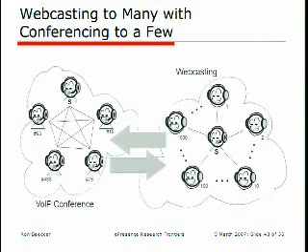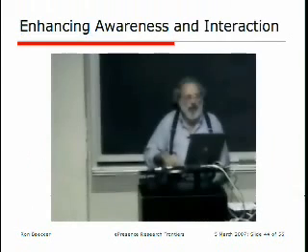So this is a diagrammatic illustration of what I just said. Conferencing: symmetrical, highly interactive, small numbers. Webcasting: asymmetrical, going outward, very large numbers from a sender to lots of receivers. Can you bridge these two? And the answer is yes. And let me show you that in a video.